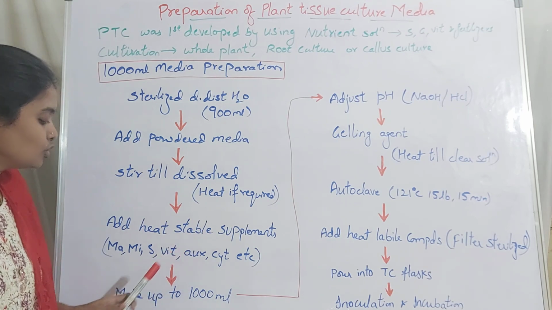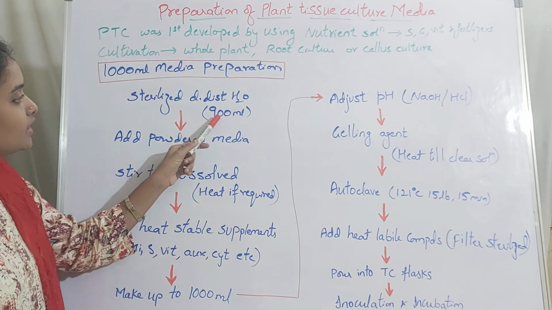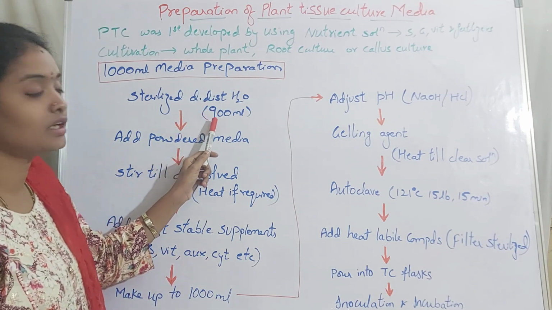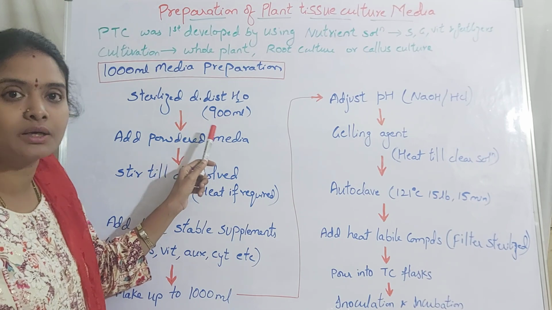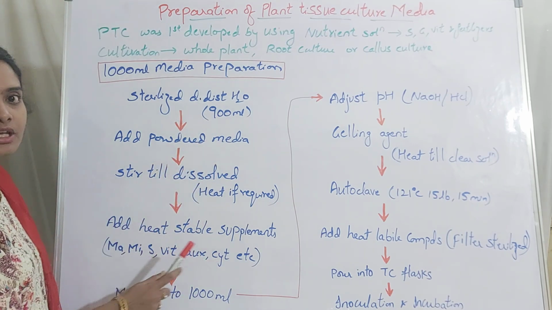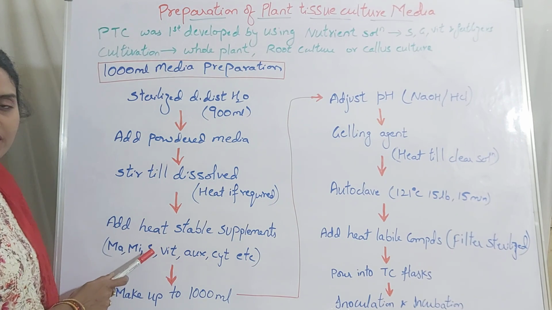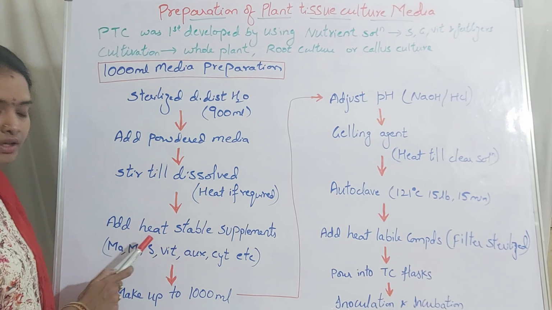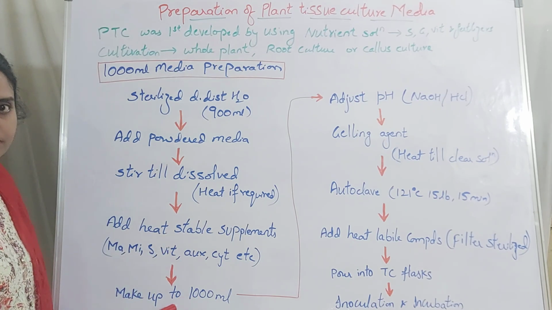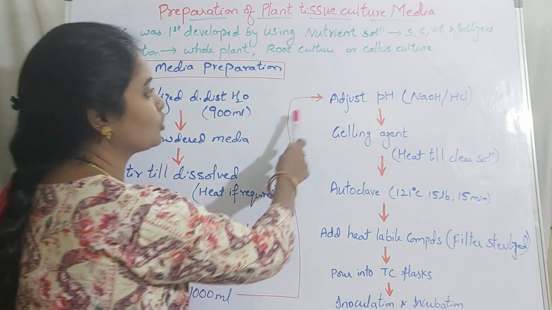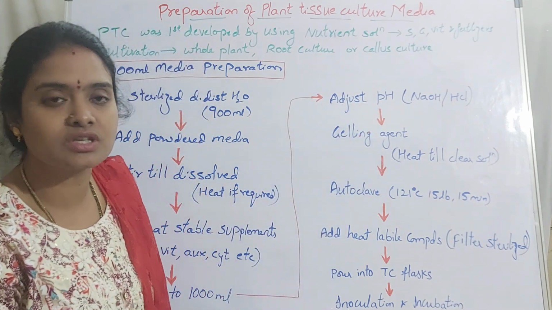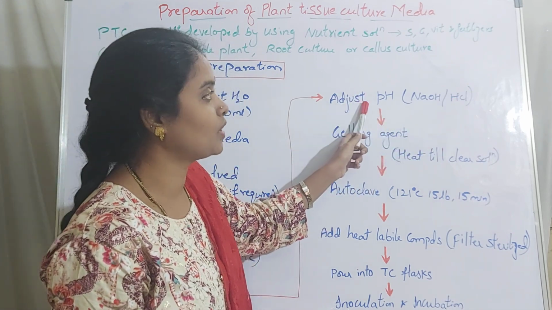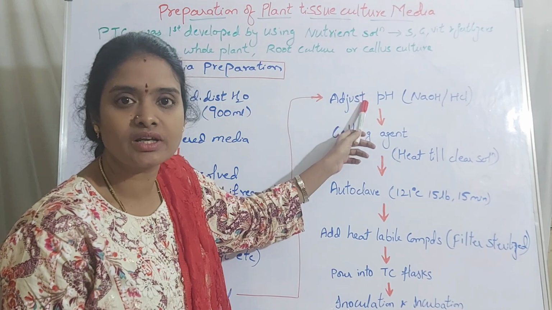And then you are going to make up this 900 ml solution to 1000 ml. You are not going to add another 100 ml, that is 900 plus 100. You are going to make up the volume, because after adding these compounds there may be an increase in this 900 ml. So after dissolving all the compounds you make up the solution to 1 liter. Once you make up to 1 liter, you adjust the pH either using NaOH or HCl. Now with all the compounds, you have a complete nutrient solution.